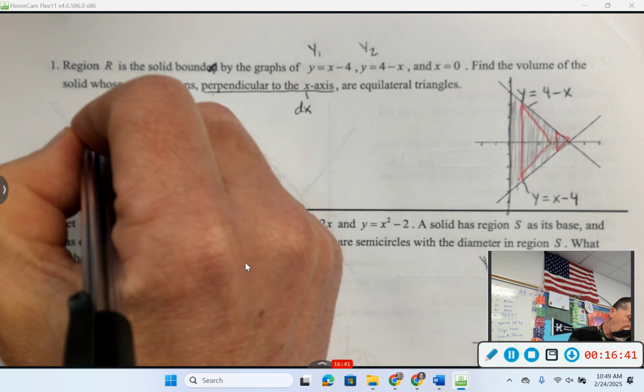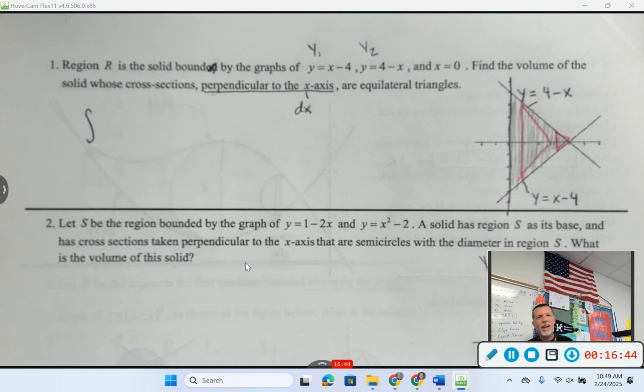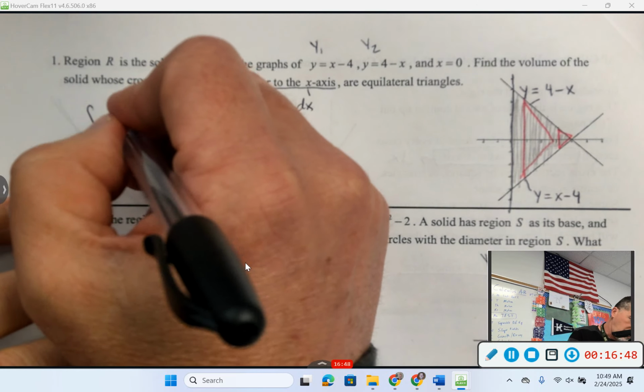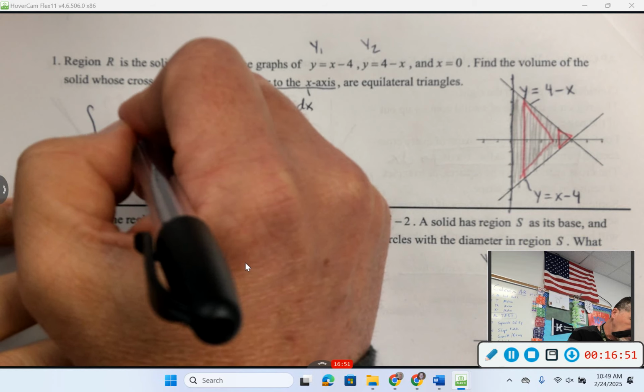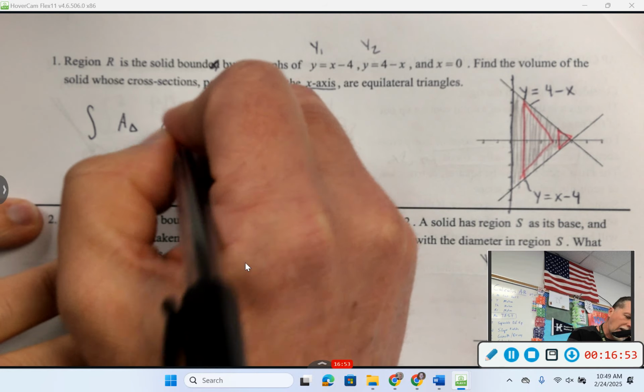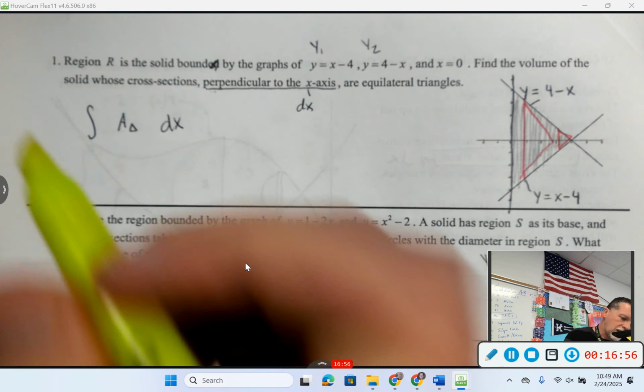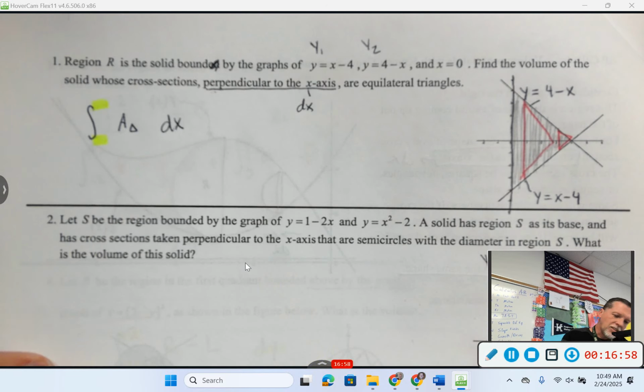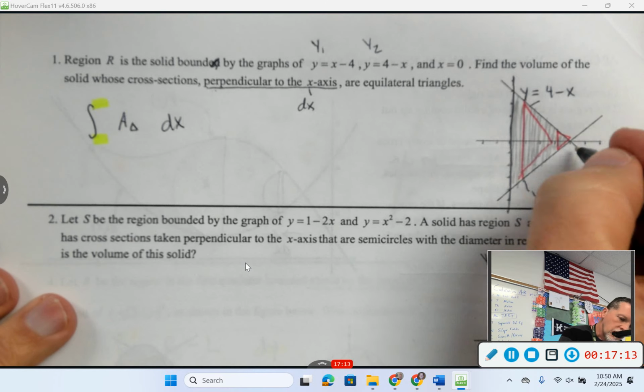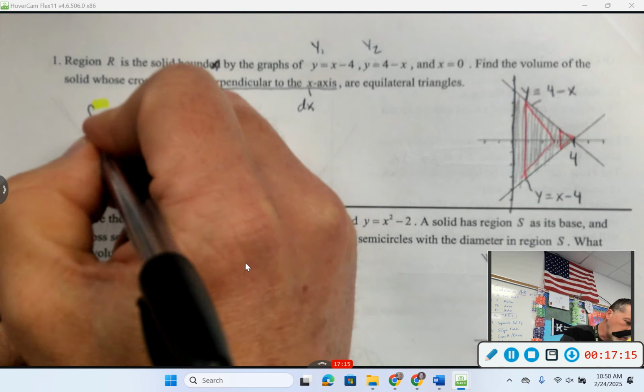Okay, so now I'm going to add up. That's what the elongated S means. Sum up all of the triangles, the area of triangle. We already said dx. So we probably should get some x limits on this. From what x values are we adding up our triangles? 0 to 4. Can't see it very well, but that's 4. So yes, 0 to 4.